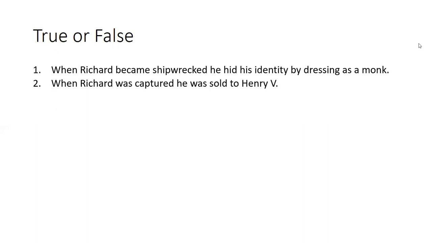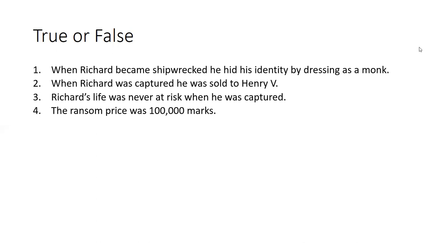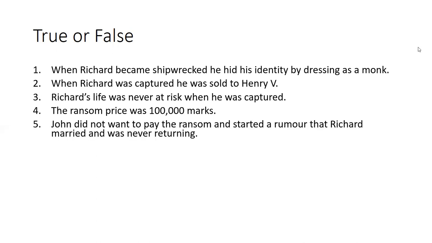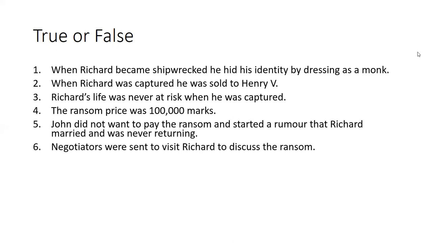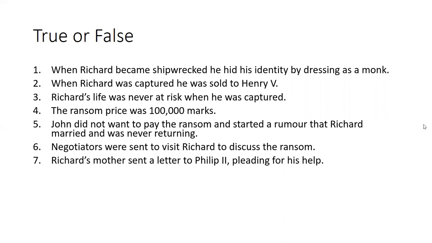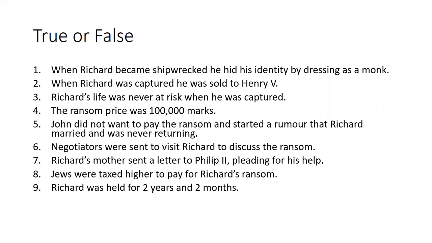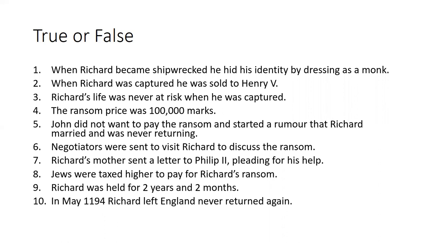When Richard was captured, he was sold to Henry V. Richard's life was never at risk when he was captured. The ransom price was 100,000 marks. John did not want to pay the ransom and started a rumour that Richard married and was never returning. Negotiators were sent to visit Richard to discuss the ransom. Richard's mother sent a letter to Philip pleading for his help. Jews were taxed higher to pay for Richard's ransom. Richard was held for 2 years and 2 months. And in May 1194, Richard left England and never returned again. If any of these are false, just to show that you know, write the true statement next to it.